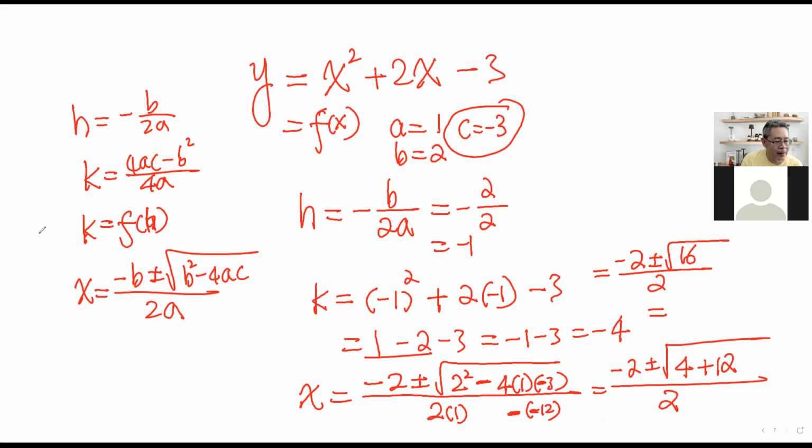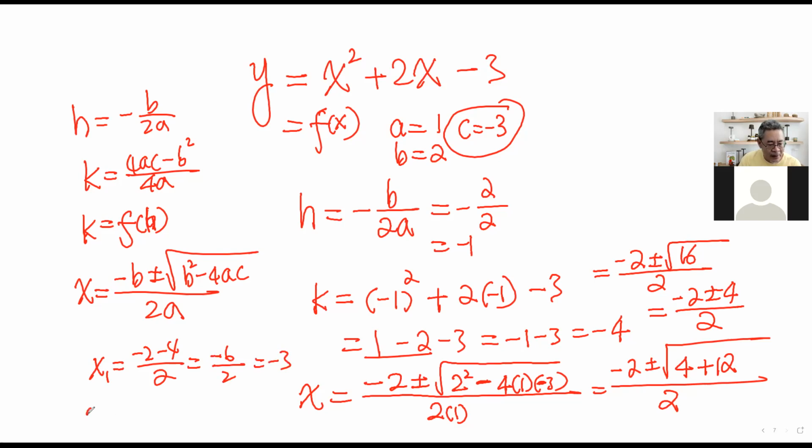Very good. So now we have -2 plus or minus 4 over 2, so we get two solutions. One is -2 minus 4 over 2, so it'll be -6 over 2, which is -3. The other one is -2 plus 4 over 2, which would be 2 over 2, equal to 1. Good?